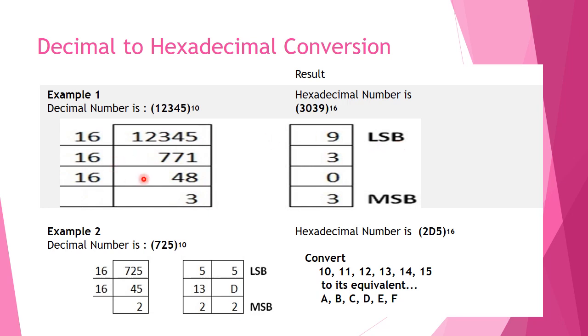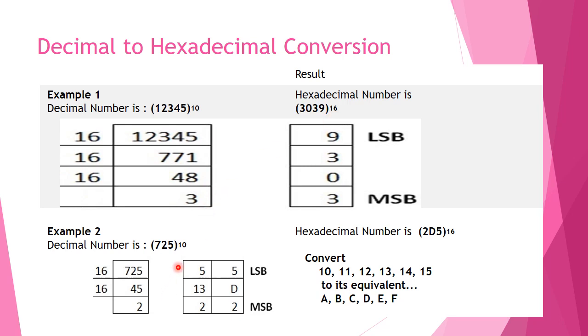And then again we are dividing by 16. Keep on dividing until you get a number less than 16. So at last, when you get a number less than 16, you can stop there. This last number is the most significant bit. And similarly, while writing the hexadecimal number, you will write in the opposite manner, from bottom to top. So 3 0 3 9, and then the base is how much? 16. So this is your answer, the result.